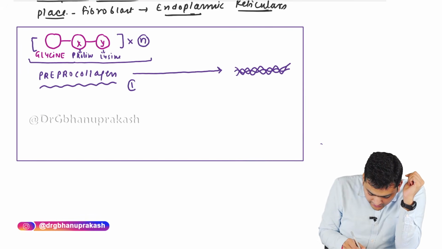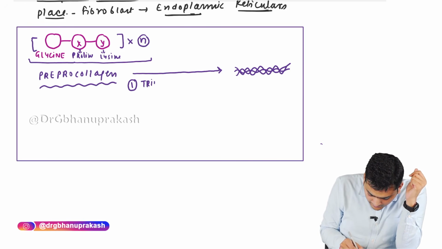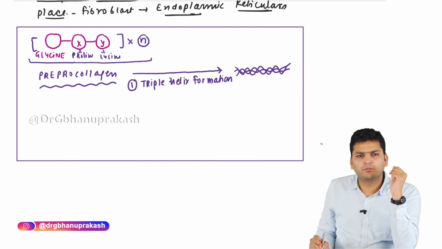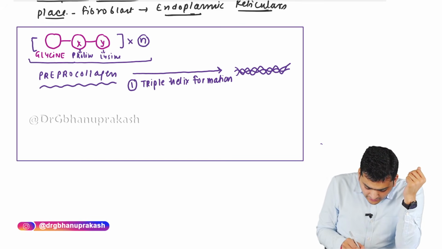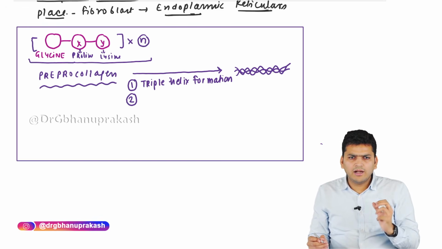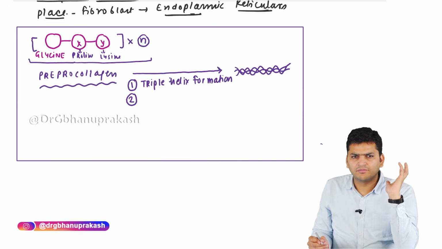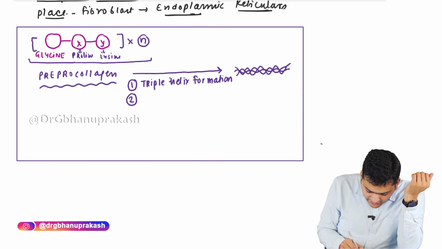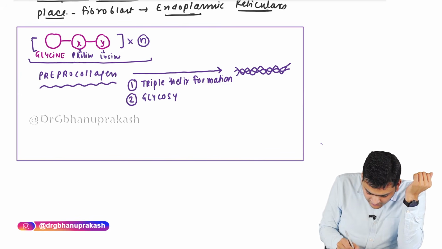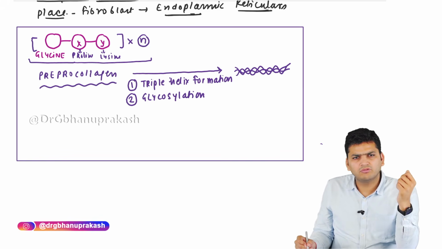So the first modification that you do inside the fibroblast is triple helix formation. Then the second modification is, we add glucose on the amino acids in the collagen, right? And that is called glycosylation. We add the glucose molecule, that is called glycosylation of the amino acid.